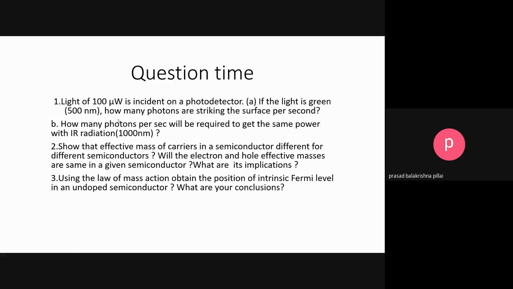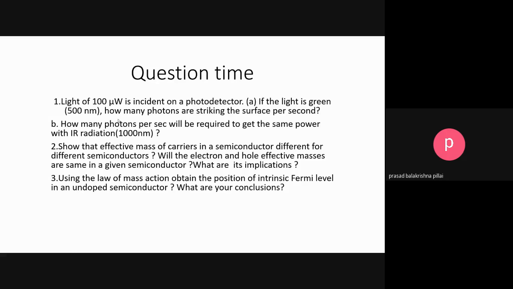Why am I using c? What is c? c is the speed of light, the velocity of light. h is Planck's constant, so I can find out the energy of the photon. So this is one thing I can find out: the energy of the photon.